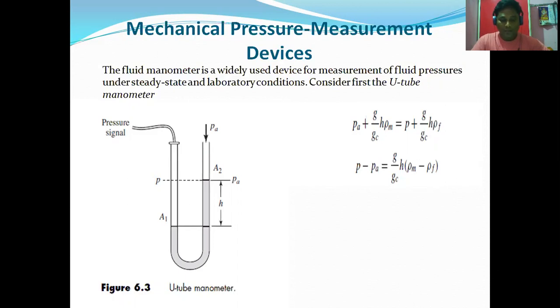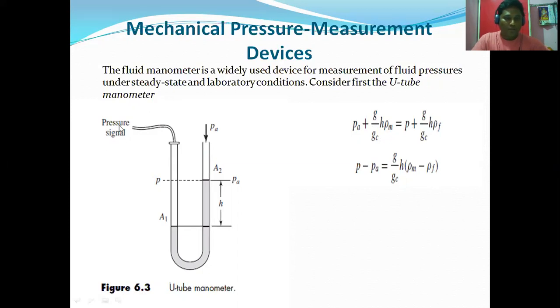The pressure balance of the two columns dictates that P_A plus g divided by g_c, h rho m, is equal to P plus g divided by g_c, h rho f. Here rho f is the density of the transmitting fluid, which is a constant.